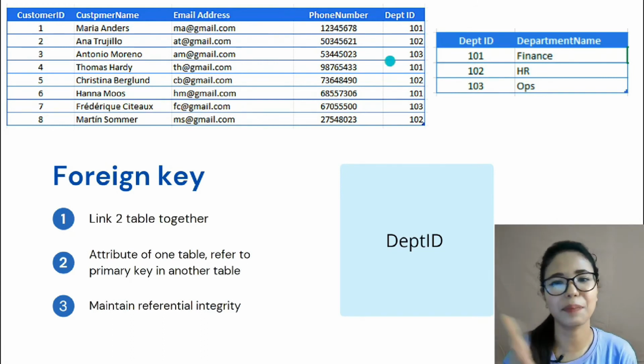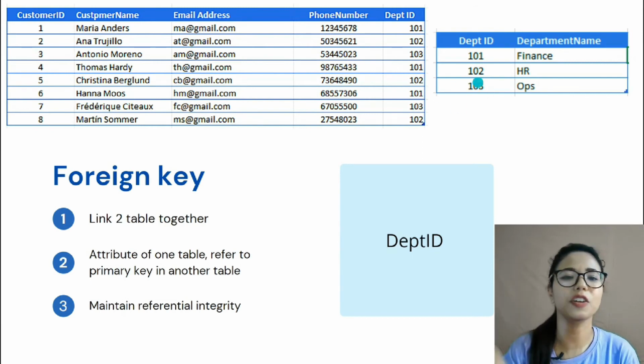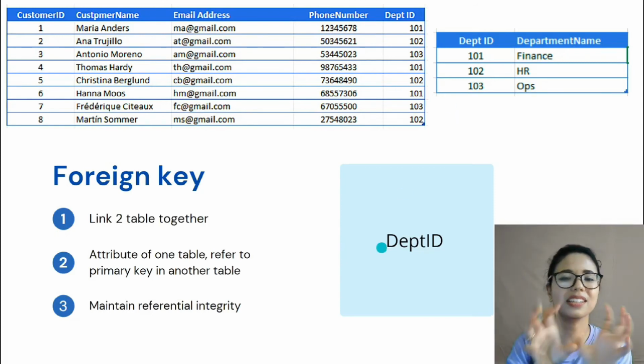Here department ID is a primary key of my department table and it is a foreign key of this table, and it is linking both the tables. The foreign key and primary key are linking together.